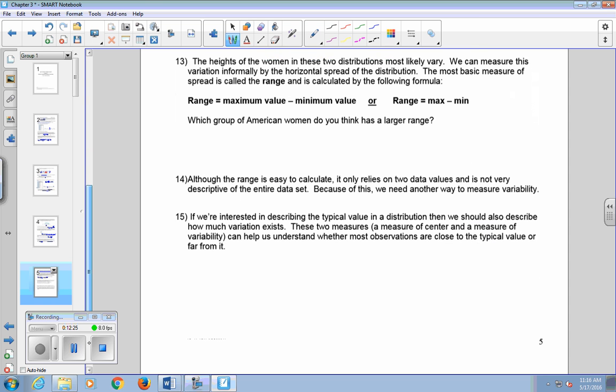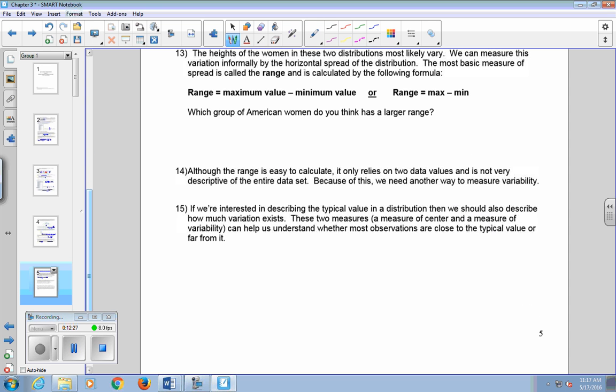Okay, so the most basic measure of spread is called range, and that's just calculated by subtracting your maximum value minus your minimum value. So which group of American women do you think has a larger range? Probably the group that's just American women, not the fashion models.